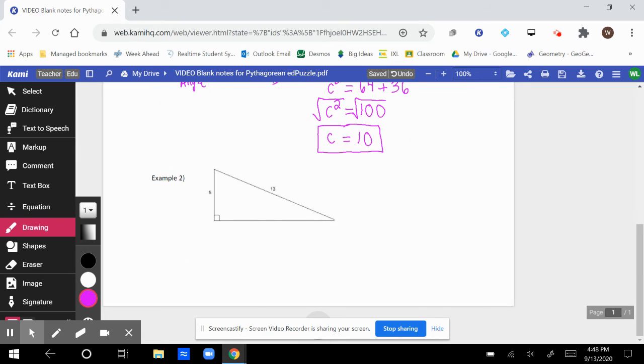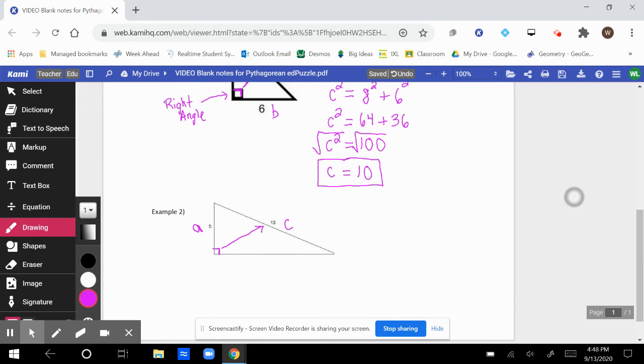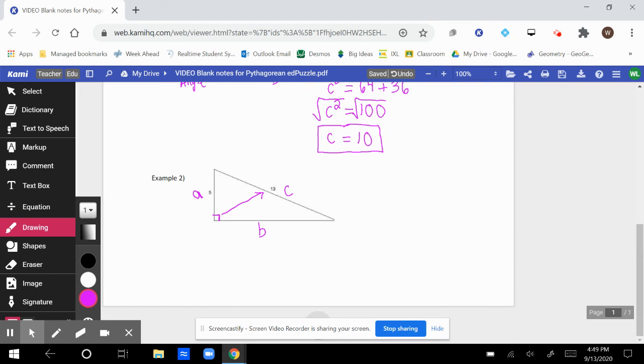All right, one more example, guys, where in this case, I have my right angle box here, and across from the right angle is 13. Remember that across from the right angle is always the hypotenuse. So in this case, C is 13. I'll call this first leg, which is given to us with a length of 5, A. And what's different about this example is that we're missing one of the legs instead of the hypotenuse.